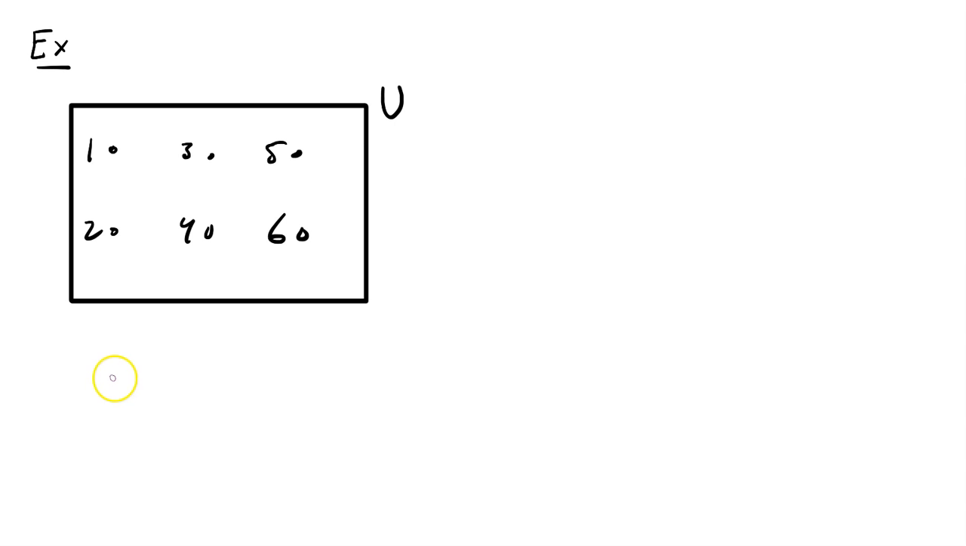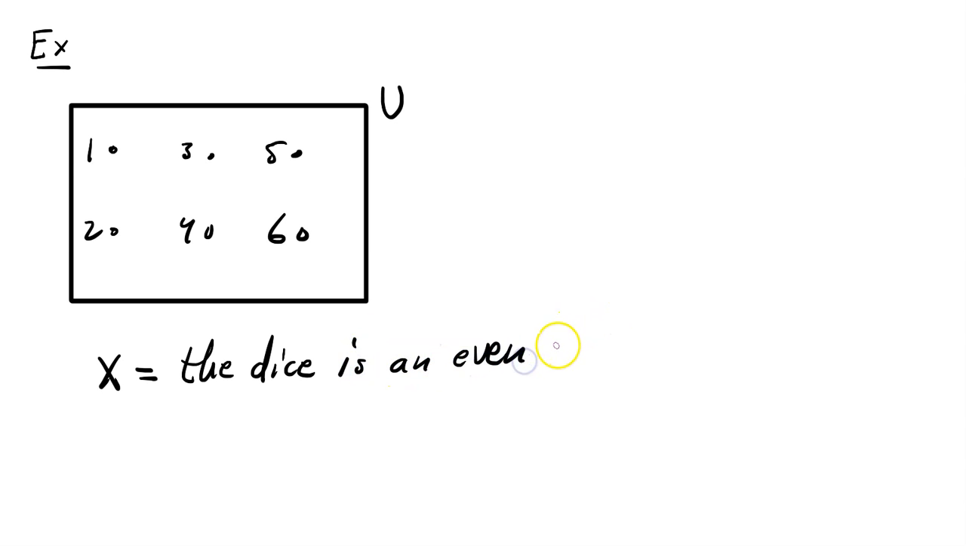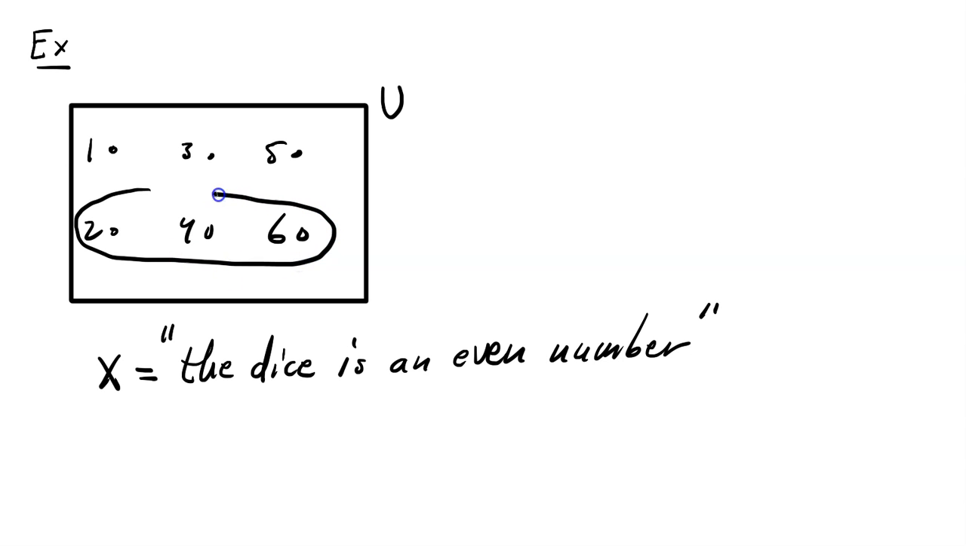Now we want to represent the event X that the outcome of the die is an even number. So if I throw the die, this is the event that the die is an even number. And then we see that this corresponds to this event. So that's X.